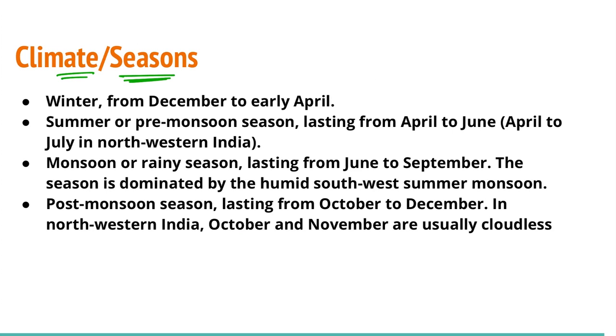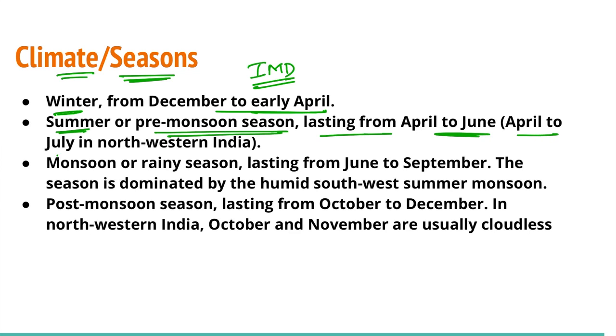Climate or seasons in India. So the climate of India can be broadly described as tropical monsoon type. The Indian Meteorological Department, in short called IMD, designates 4 official seasons in India. One is the winter season, which is from December to early April. And the other is summer, also called the pre-monsoon season, lasting from April to June.